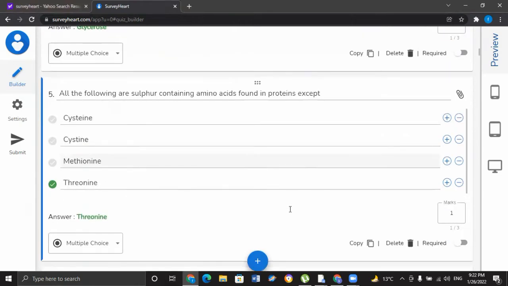Which of the following are sulfur containing amino acids? We have classified amino acids depending upon the functional group present in them. The question asks which of the following are sulfur containing amino acids except one. All of them are sulfur containing amino acids except one. Cysteine and methionine all have sulfur in their structure, while threonine is not a sulfur containing amino acid, but a hydroxyl group containing amino acid. So the correct option for MCQ number 5 is D, threonine.